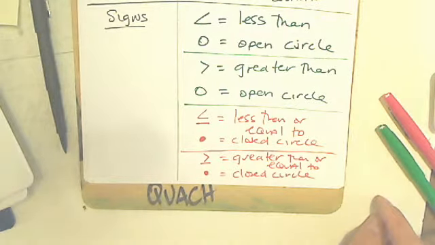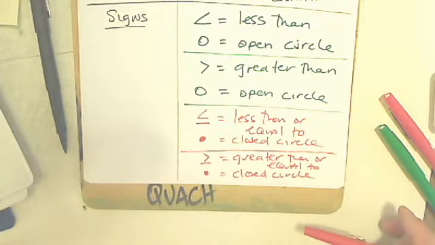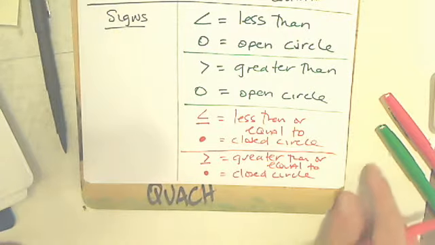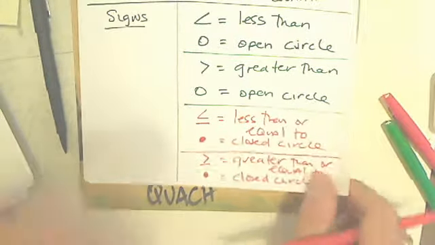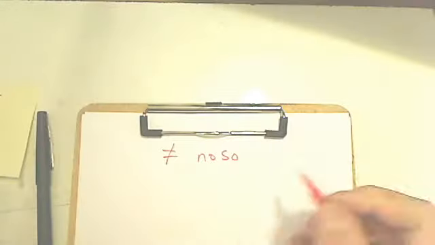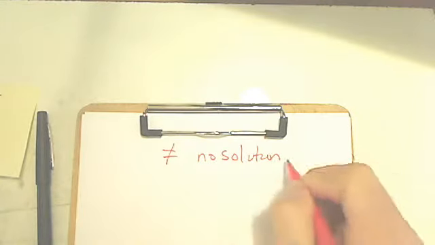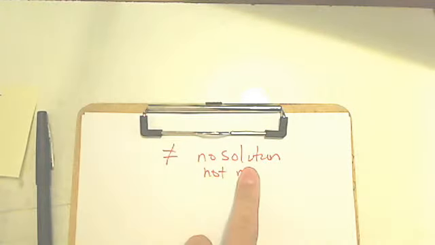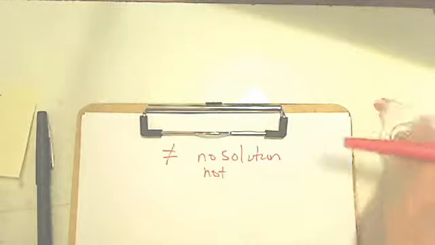There's one more. What happens if it's not equal? It's called two words, people: no solution. Thank you. Unequal is not a word. No solution. Okay, let me move this up here. So, no solution has a slash through it. No solution, or not equal to.